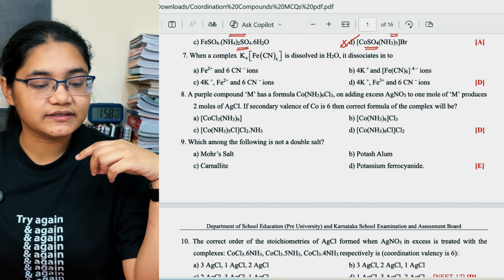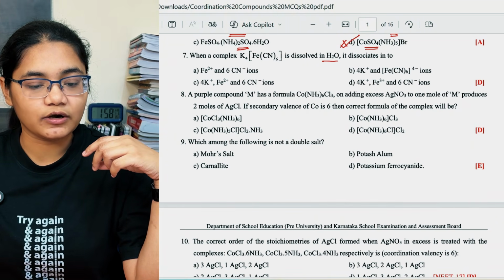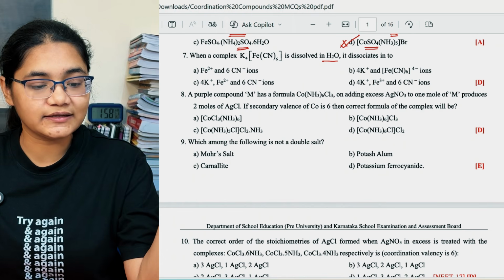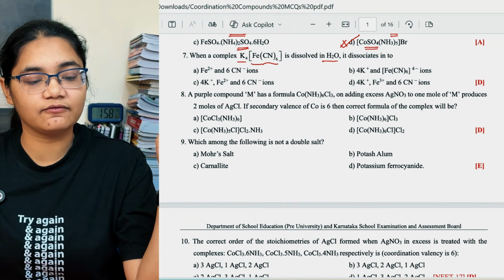Next is when a complex K4[Fe(CN)6] is dissolved in water, it dissociates into. So you can see it will give you 4K+ and 1 complex here.